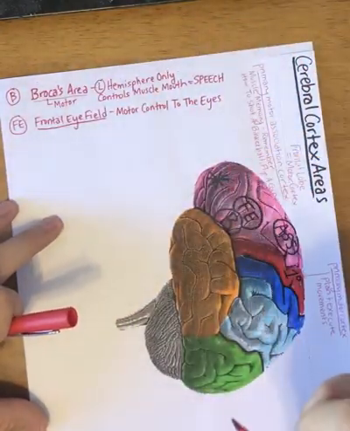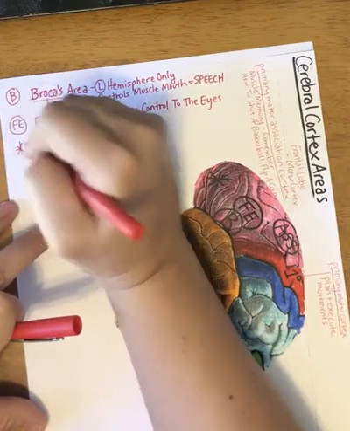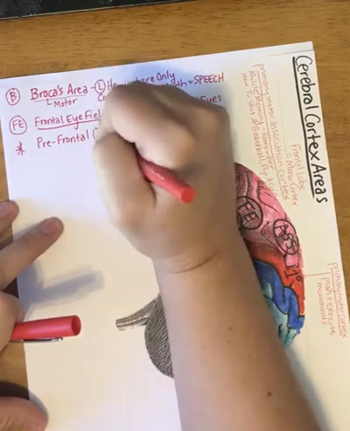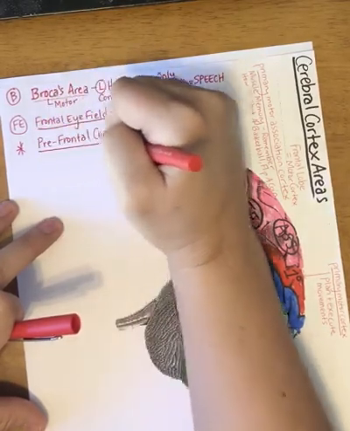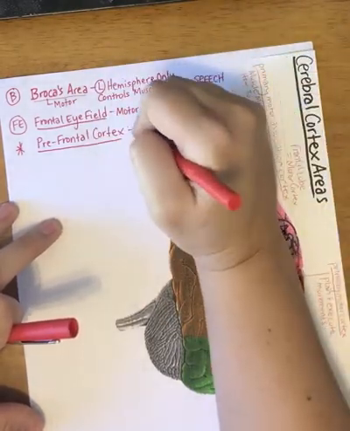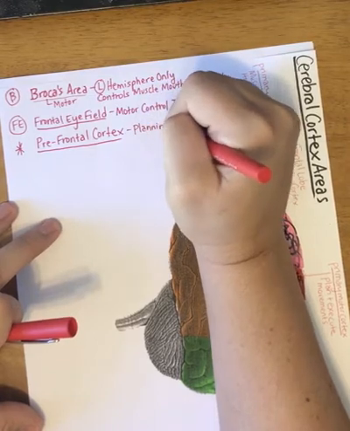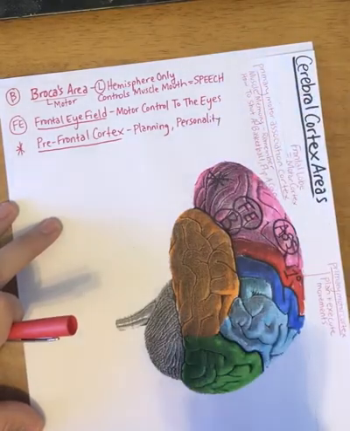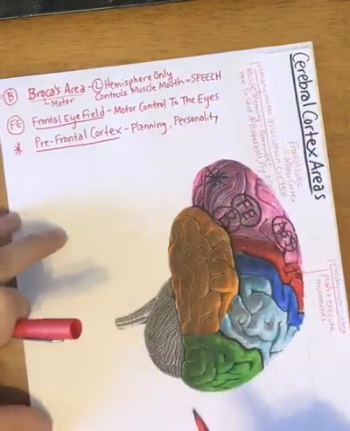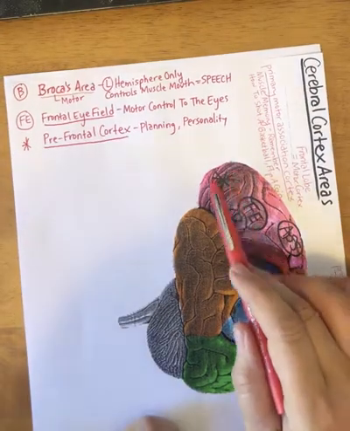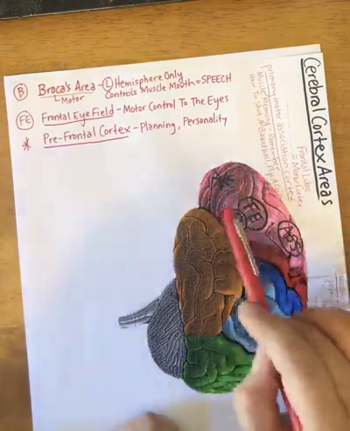Okay, the star represents your prefrontal cortex. This is your planning. Personality. So again, if you don't like someone's personality, you don't like their frontal lobe. Something I will say about this prefrontal cortex and personality is that you develop this as a child, but if you get a tumor right here, your personality completely changes.